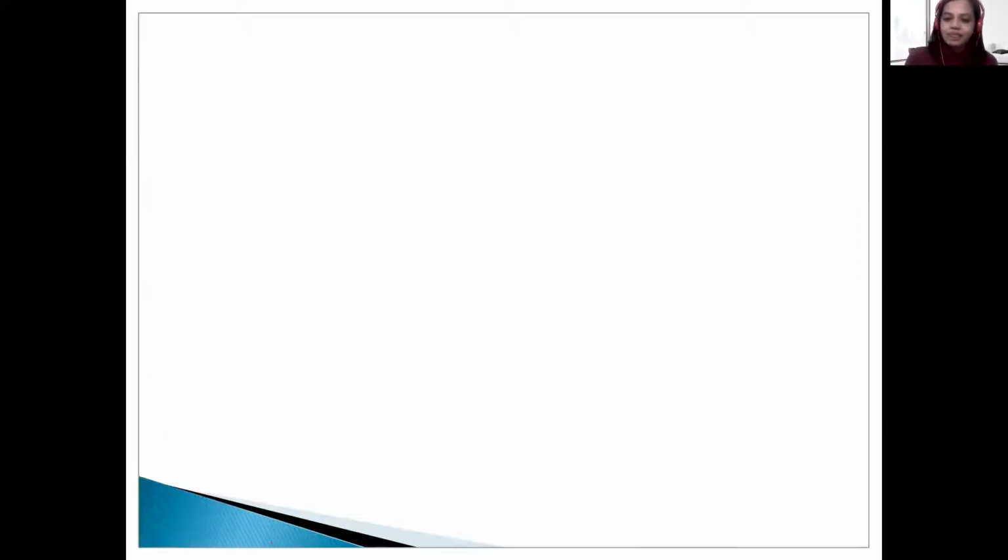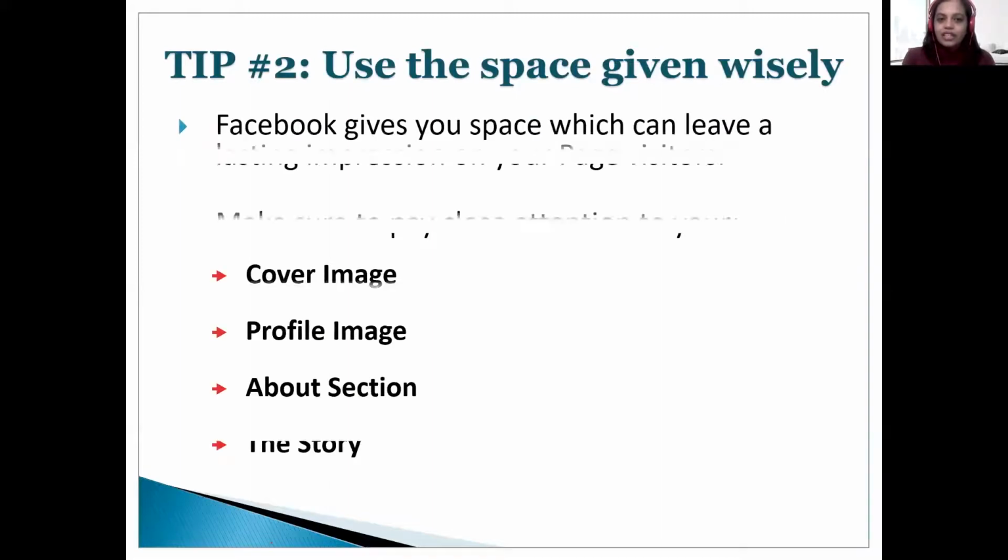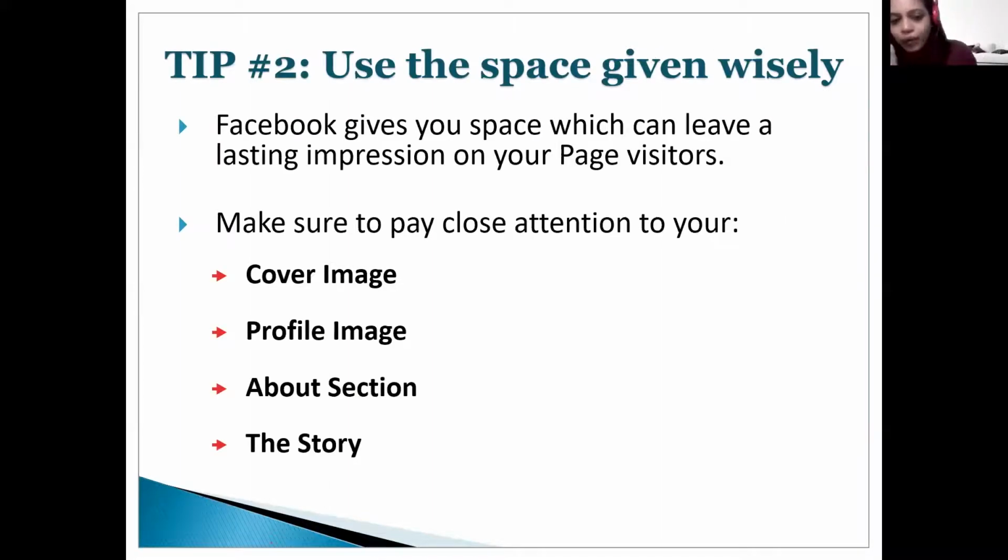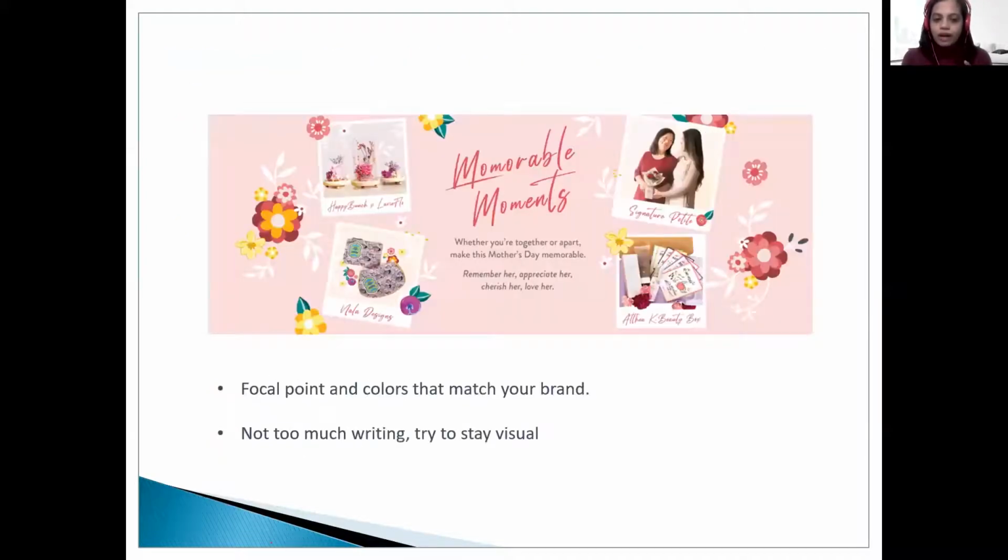All right. Okay. So now, these are the four important things that you need to optimize your Facebook page. Four important things that you have to give attention to: your cover image, your profile image, your about section, and the story. See, cover image is okay. The organic reach for a cover image is bad, but it doesn't mean that you should neglect the cover image. All right. So I'll give you some examples on how to.